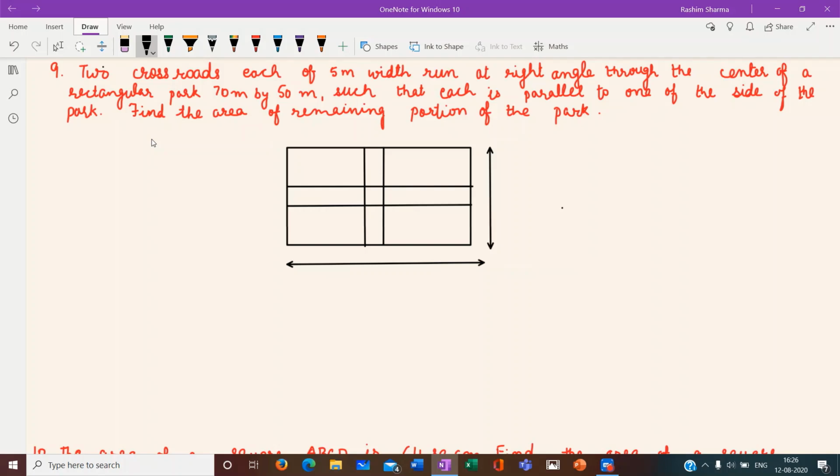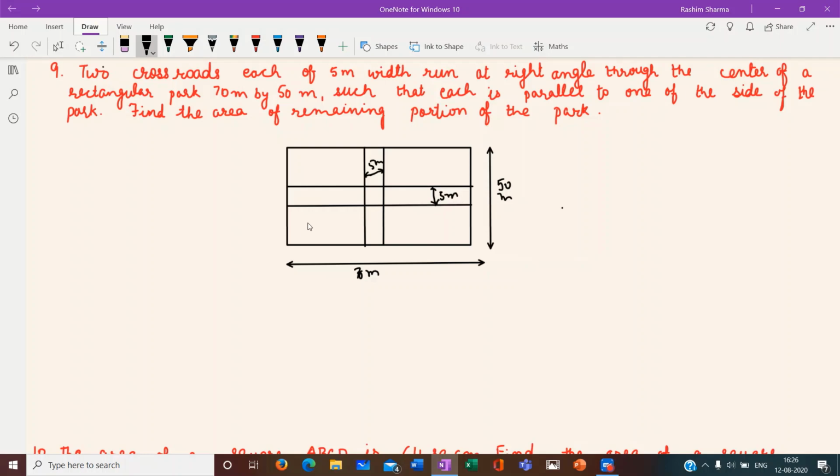So in this question we are given a rectangular path. Here the length is given as 70 meters, so we write it as 70 meter. The breadth is given as 50 meters, so we take this as breadth 50 meter. Then the crossroads are of width 5 meter. It means this width is 5 meter here, and this width is also 5 meter.